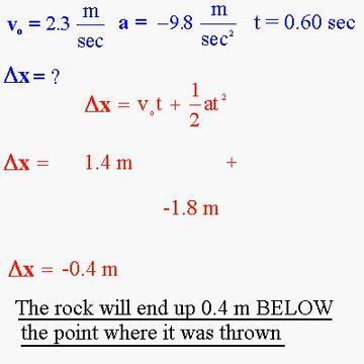So now you get an idea of how powerful this equation is. This equation can track the position of the rock as it goes up in the air, as it falls back down, and even as it falls below where it initially started. All of that from one equation. That's pretty powerful stuff.